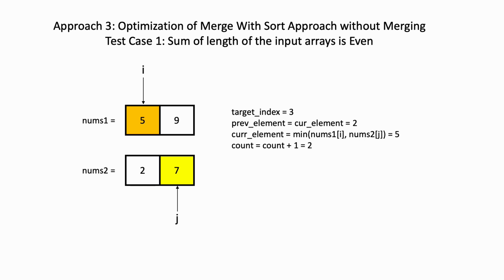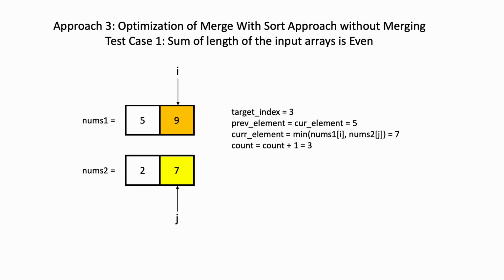Previous element will update to the current element value, which is 2. We update the current element to the smallest of the two elements that the ith and jth pointers are pointing to, which is 5. The count will become 2. We increment the pointer of the smaller element chosen, which is the ith pointer.